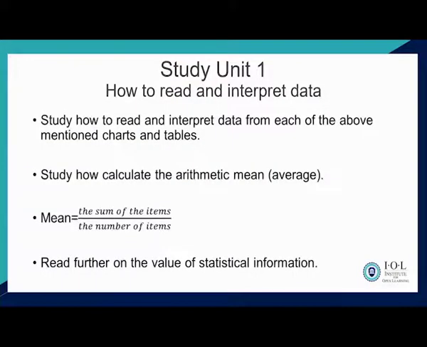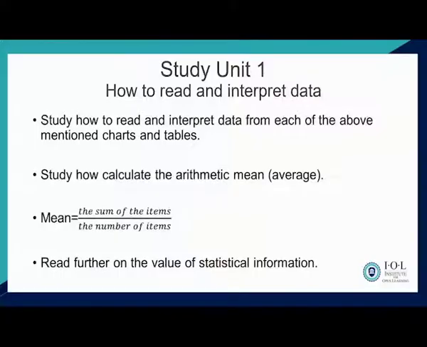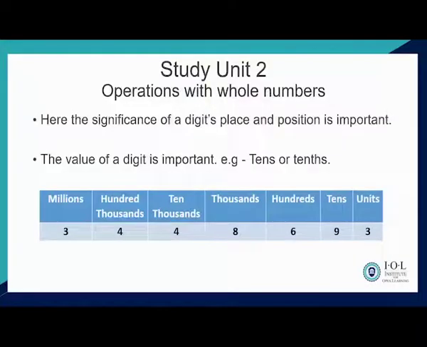Show how to calculate the arithmetic mean, for example, the average. There's the mean, the sum of the items divided by the number of items. So if there's 5 items, you add it up, you get the sum, and you divide it by 5, which is the number of items. Read further on the value of statistical information. Why is it important?